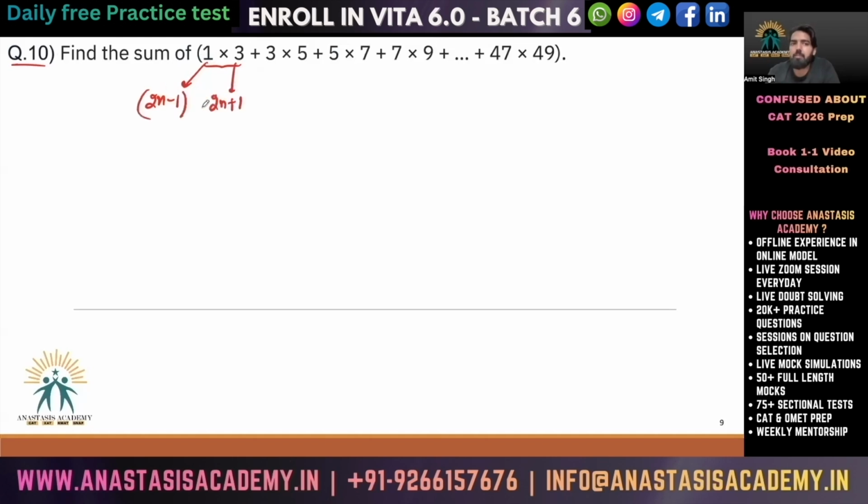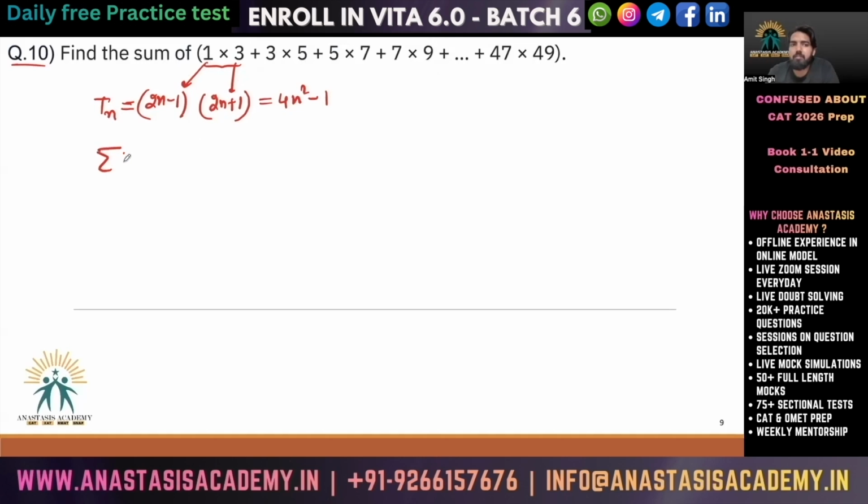So if I take the product of these two, it would be the general term of this series. If you put n equal to 1, you get 1 cross 3. If you put n equal to 2, you get 3 cross 5 and so on. So your general term would be a plus b into a minus b, a square minus b square, right? And I need to find the sum.